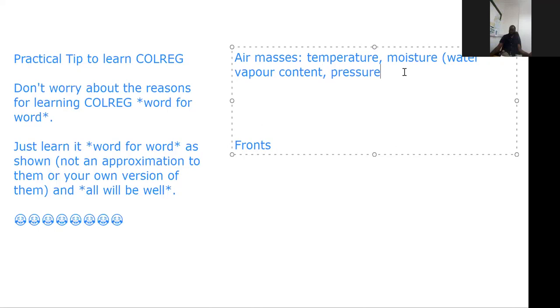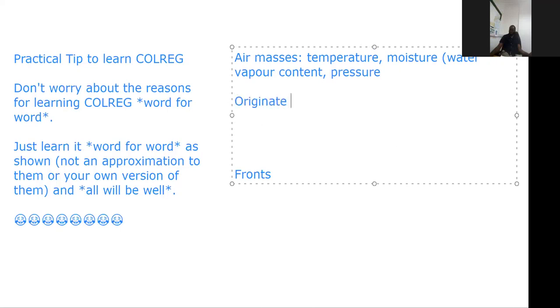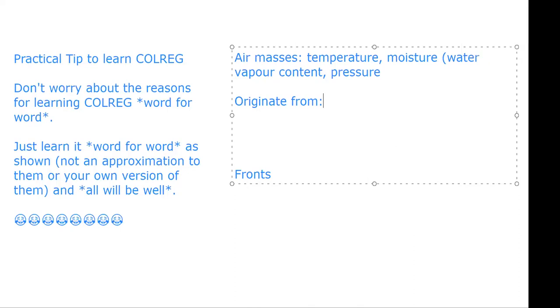The interesting thing about air masses is where they originate from, so let me write that down. Where they originate from will probably be their name. You can understand that air masses can come from land, can come from sea. If it's sea, then we call it maritime. It can come from the poles, which means it's going to be very cold, so that would be a polar one. It can come from different parts anyway.